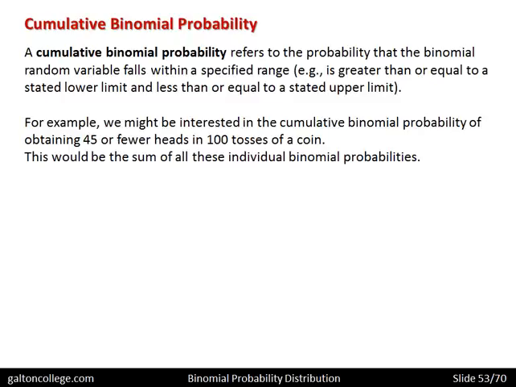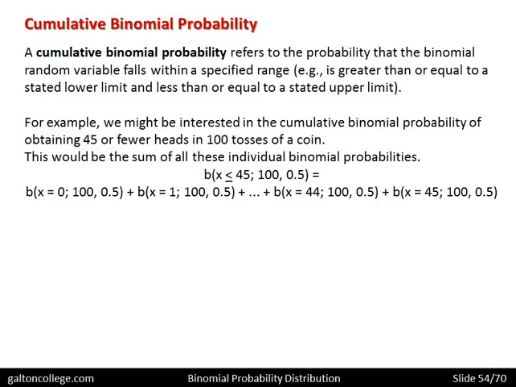This will be the sum of these individual binomial probabilities. So we'd have to take all the possibilities. The possibility of there being no heads, 100 tosses, 0.5 probability, and that's our first expression there, plus b, x equals 1, so there's one head, again 100 trials, and the probability remains the same, 0.5.